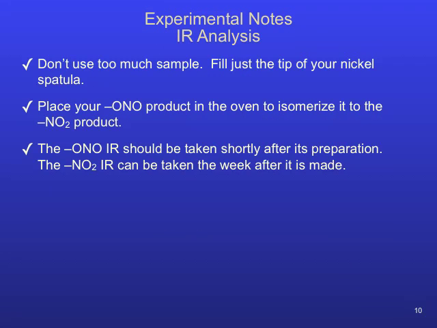When taking an IR with an instrument equipped with a small crystal platform, put a very small amount of sample on the crystal. Less solid is usually better than more solid when using the solid phase ATR technique. Conversion of the nitrito to nitro isomer is best accomplished by heating in the oven. Since the nitrito isomer will convert to the nitro isomer at room temperature over a period of time, an IR of the nitrito should be taken shortly after its synthesis. The IR of the nitro isomer can be completed the week after it is prepared.